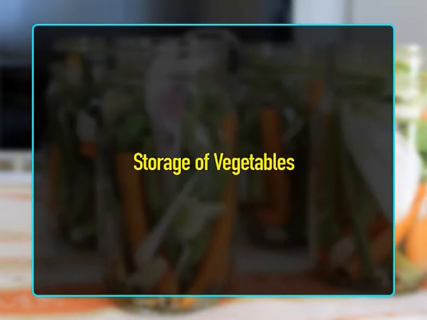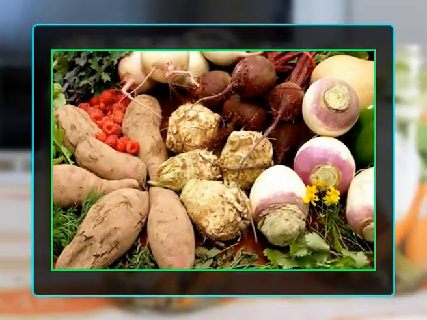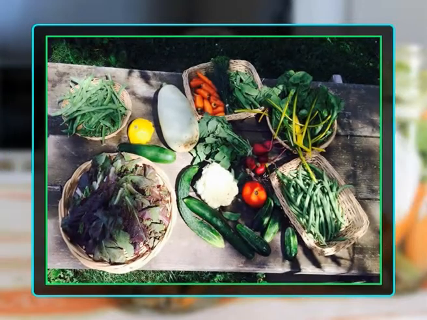Now dear students, let's discuss storage of vegetables. Most vegetables are consumed fresh. However, they can be stored depending on their type. Root and tuber vegetables such as potatoes, onion and turnips can be stored for few days, while beans, peas, cauliflower, cucumber, tomatoes and asparagus can be stored for only a few days.